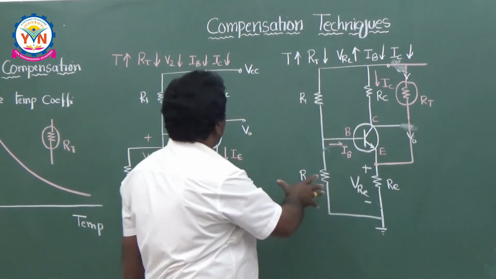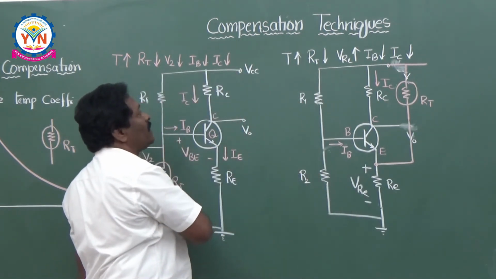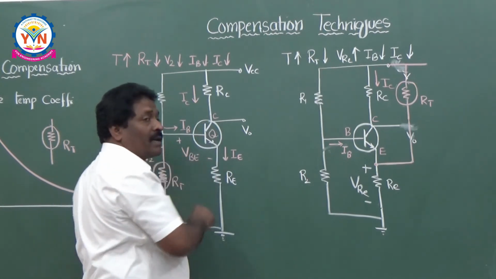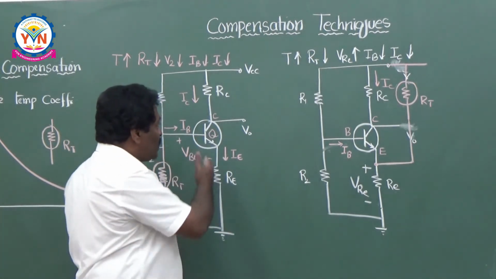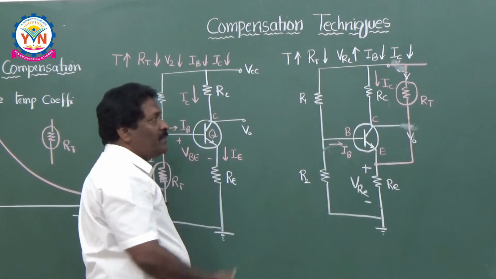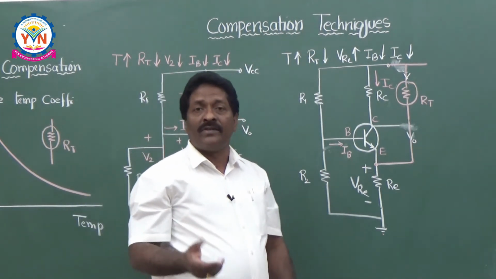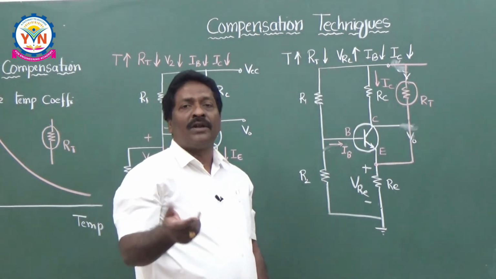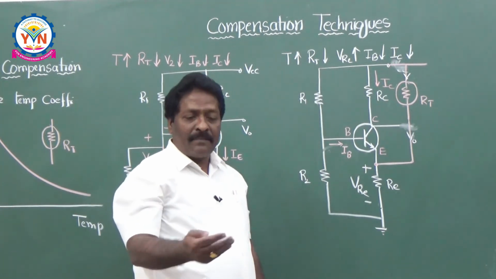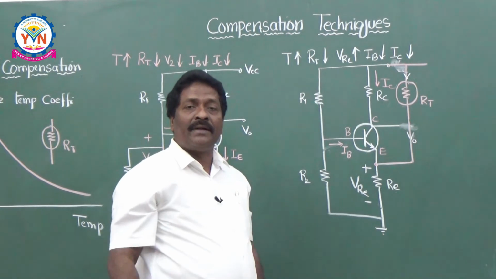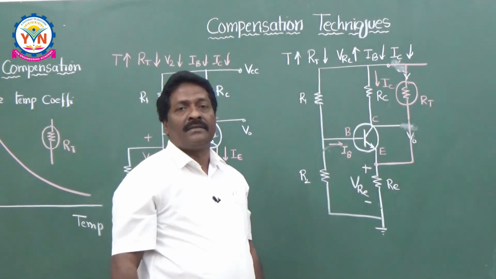So this is the way of compensating the rise in the collector current due to temperature by using thermistors. You can see the application of a thermistor in your houses also, in your fridge. It is a temperature controlling device. Whenever the temperature is not achieved up to the set point, it keeps on changing.